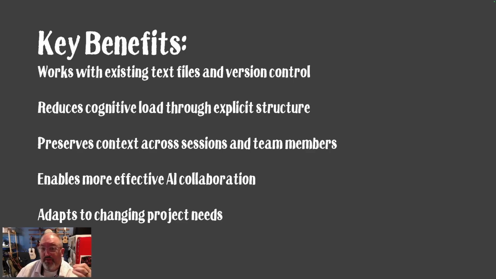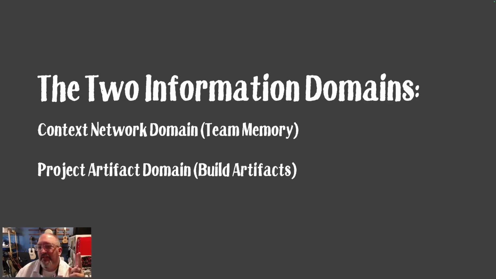Working with the LLM agent levels up in ways that a lot of people are really surprised with if they've never worked this way with LLM AI. And it adapts to the changing project needs. There are two different information domains when you're working with it. One is the context network itself, and we tell the LLM that is the team's memory. That is what the team of people and the LLM know about the project.